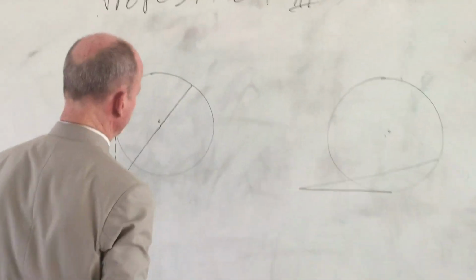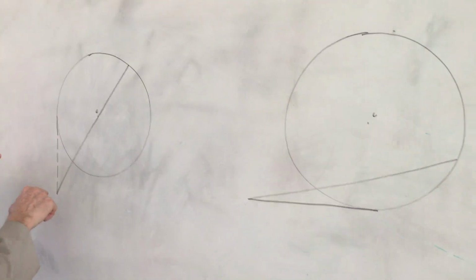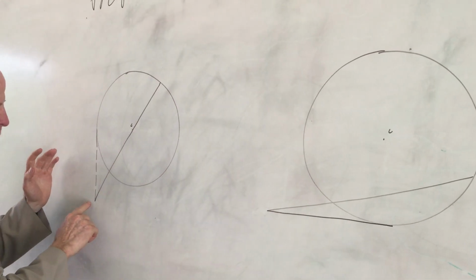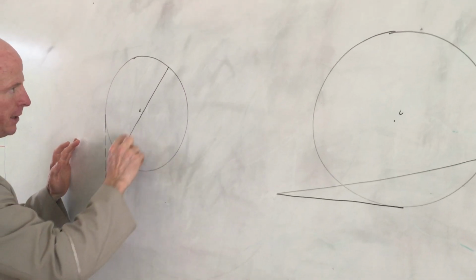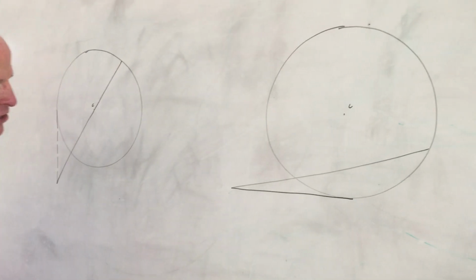We have two cases here. I'll talk about that in a second. But here's a circle and here's a circle. We've got, in both cases, one of them through the center, one of them not through the center. We've got a point outside, and we've got a straight line cutting the circle and a straight line falling upon the circle, making a tangent.